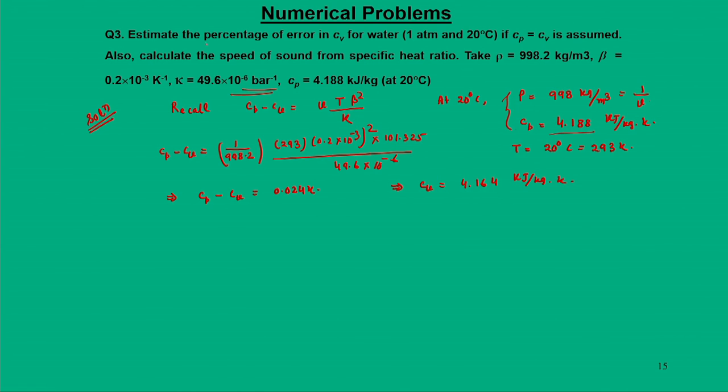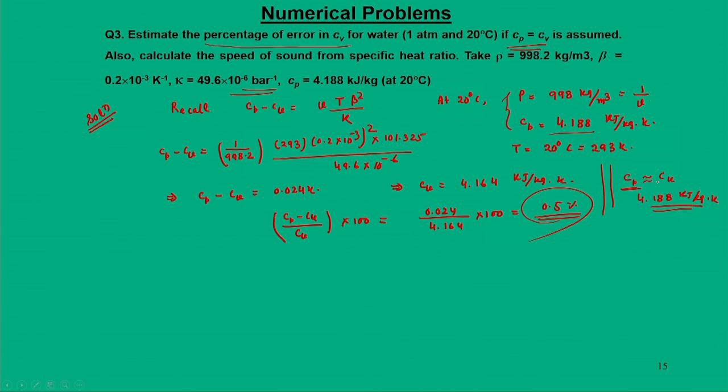So, the question arises: what is the percentage error in Cv? We can now say (Cp minus Cv) by Cv ratio, if you want to find out, into 100, this is 0.024 divided by 4.164 × 100, that is equal to 0.5%. So, basically if you assume Cp is equal to Cv, we will land up with 0.5% error. By default we say Cp is approximately equal to Cv, and that value is assumed as 4.188 kilojoule per kg Kelvin, which is taken from the experimental data recorded at constant pressure. So, this is the first part of the problem.